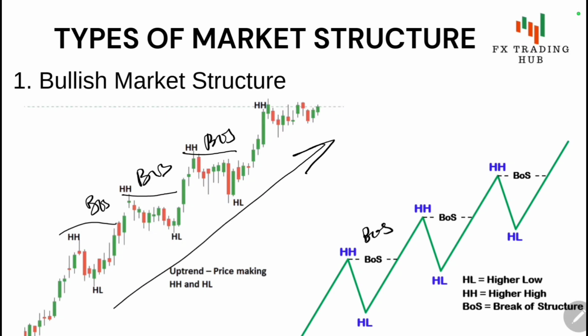So you don't need an indicator, you don't need a trend line. You don't need moving averages to determine the market structure. Those are retail ideas. You just need to identify if the market is making higher highs and higher lows. If the market is making higher highs and higher lows, you have a bullish market structure.